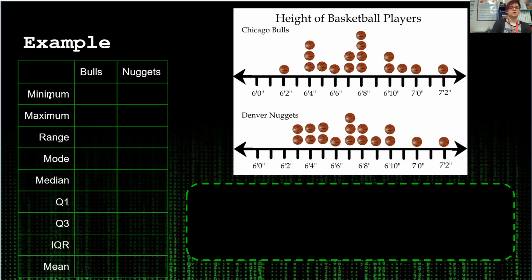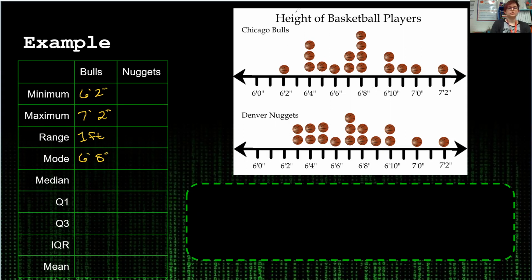So let's look at the minimum for the Bulls. That's the shortest height, and that person is 6'2". Then our maximum is the tallest player, and that person is 7'2". Okay, our range is 1 foot, and these players span 1 foot in height. The mode, or the height where most players are, we can see the tallest stack of basketballs is at 6'8".